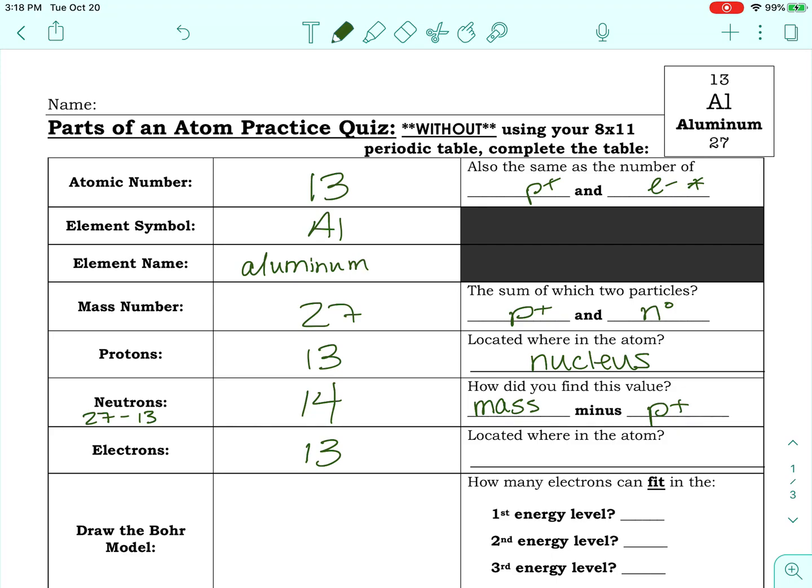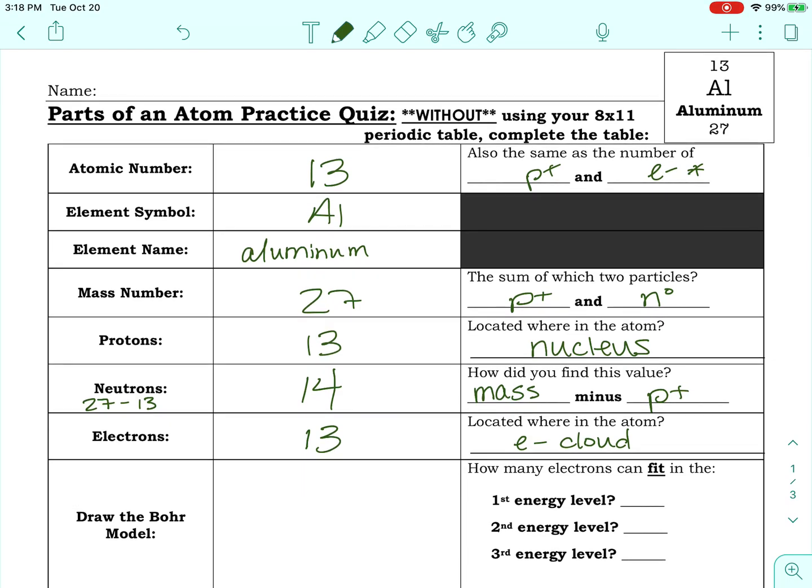The electrons, we said those were 13. Where are they located in an atom? They're in the electron cloud. You could also say that they are in the energy levels, or you could also say they are outside the nucleus. All of those answers would be acceptable.